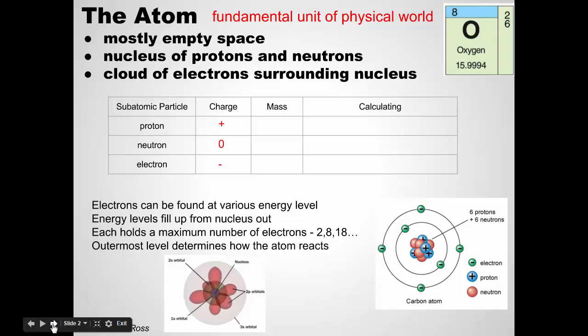The mass of a proton, as you just said, is 1 AMU, atomic mass unit. A neutron is also 1 AMU. And an electron is pretty much 0. Technically it has some mass, but it's such a minuscule mass that it's basically irrelevant when we're talking about the atom's mass.